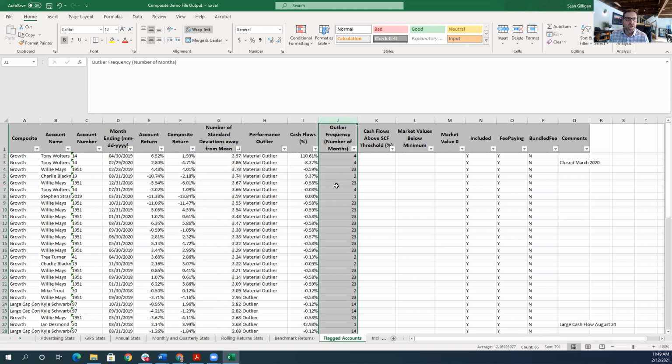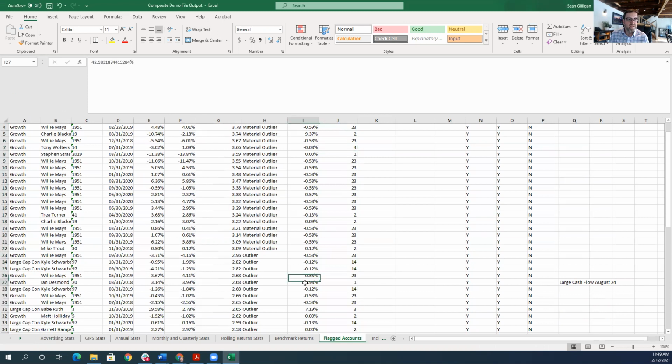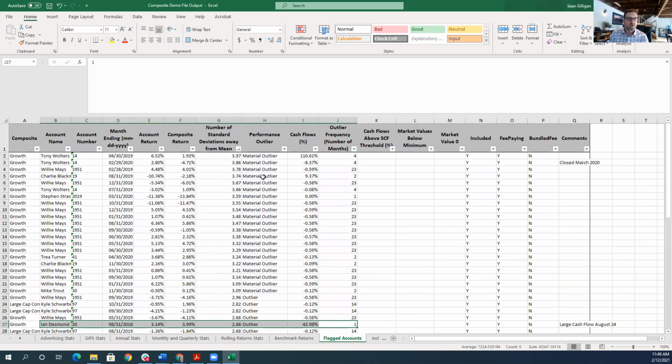So putting this together, for example, we could see down here, this account was only an outlier 1 time, and it had a very large cash flow that month. So we could be pretty confident that the reason for the outlier was because of the cash flow, as opposed to an account that's flagged 23 times. We may want to research that further to see what's causing that to perform differently than its peers in the composite that it's in.